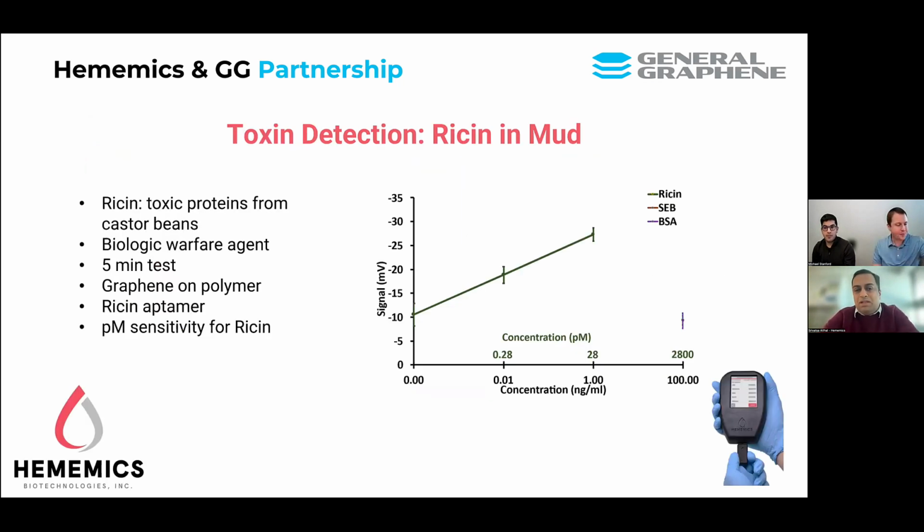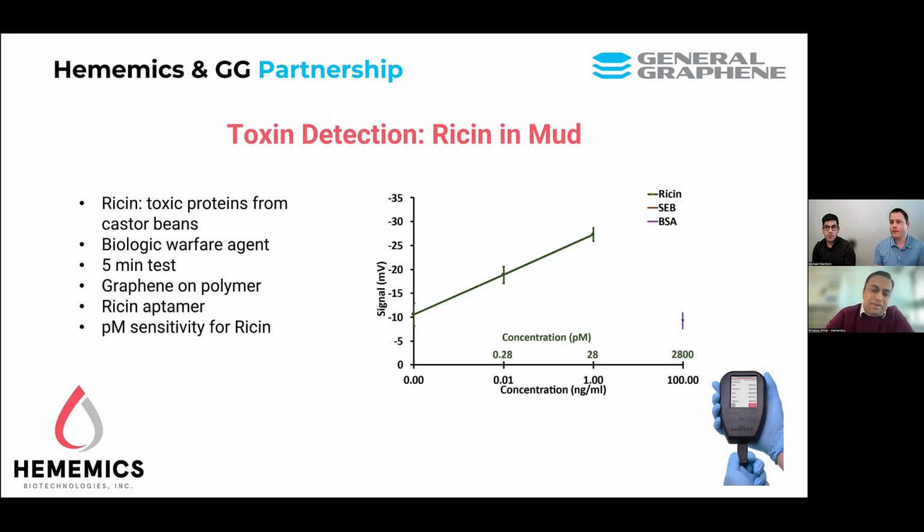So one thing we portray here is detection of ricin protein. This is a weaponizable biowarfare agent. These are extracts from castor beans that can be used as weapons. What we demonstrate here is detection of this molecule in mud. This is done in the context of making a very quick 5-minute test. For this test, we use graphene on a polymer substrate.